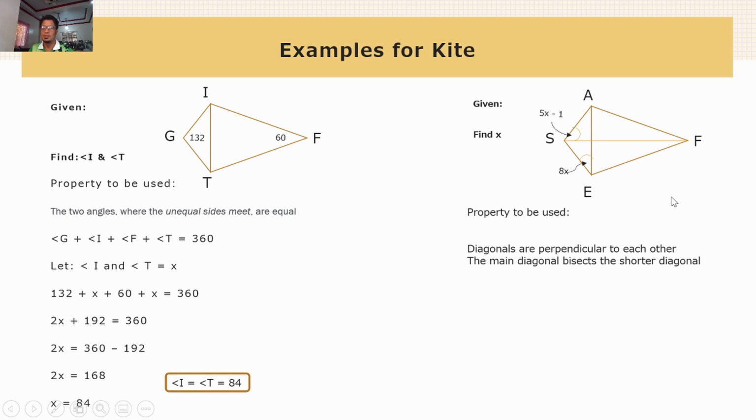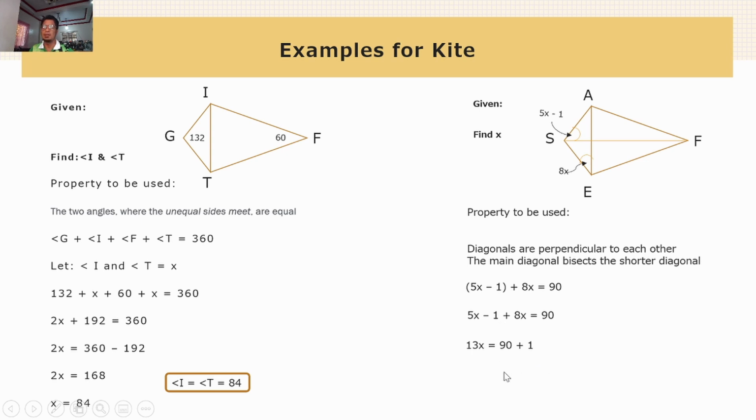Okay po? Subukan natin. 5x minus 1 plus 8x equals 90. Now, what I did, inilipat ko yung sukat dito sa kabila. Bakit ulit? Kasi equal naman yung measurement nila. So, I will be focusing only dito po sa isang right triangle. Kung ito ay 90, ito ay 8x, ito ay 5x minus 1. Ang natitira dito sa dalawa, 90 na lang. So that is 5x minus 1 plus 8x equals 90.